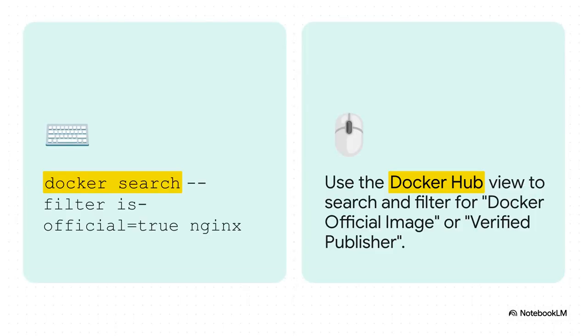Simple as that. Step 1 is finding an image. So let's say we want a web server. If you're a command line person, you can just type docker search to find the official Nginx image. Or you can pop open the Docker Desktop app and browse visually.